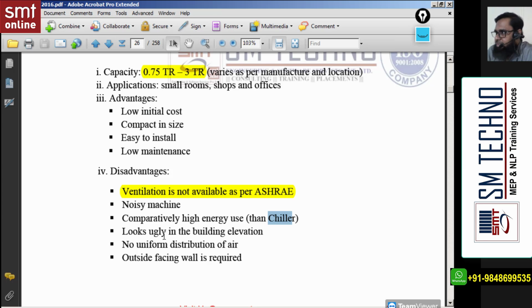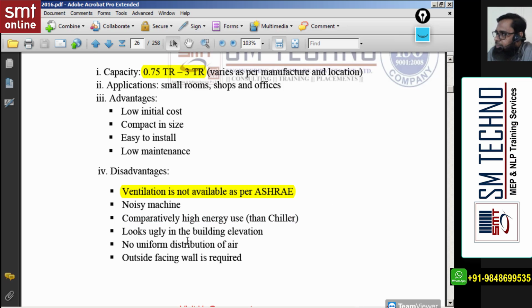I'm comparing the energy use: how much electrical energy is consumed by a window AC for 1 ton. If I compare with the chilled water system, the chilled water system's power consumption is less. But how? After learning the chilled water system only, you can understand. So remember this point: you'll find that all DX systems' running cost is higher compared with the chilled water system. So after learning the chilled water system only can we compare. At this level, remember this point.